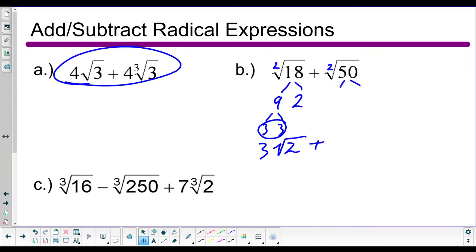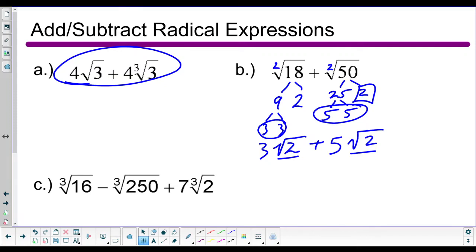Plus 50 is 25 times 2, and 25 is 5 times 5. So we have a pair of 5s that get to come outside the radical. Then the 2 stays inside. And look, matching radicals. So 3 plus 5 is 8, and then we keep the radical the same.